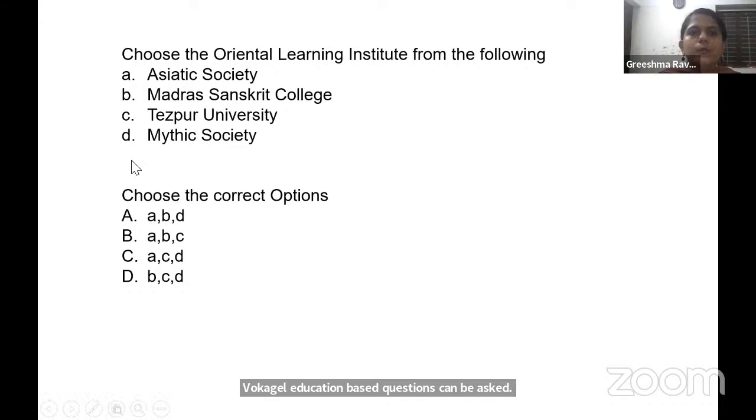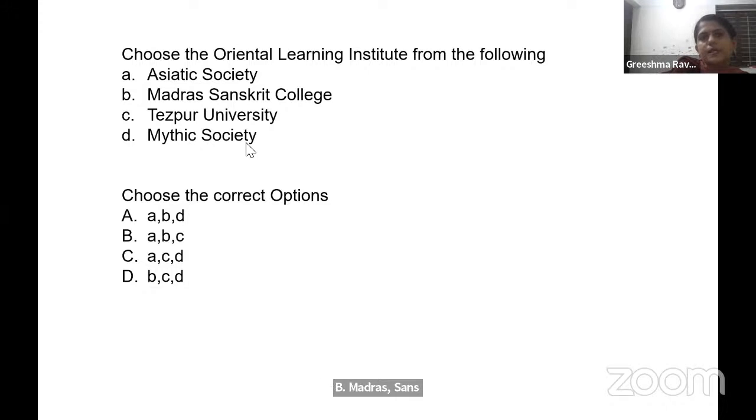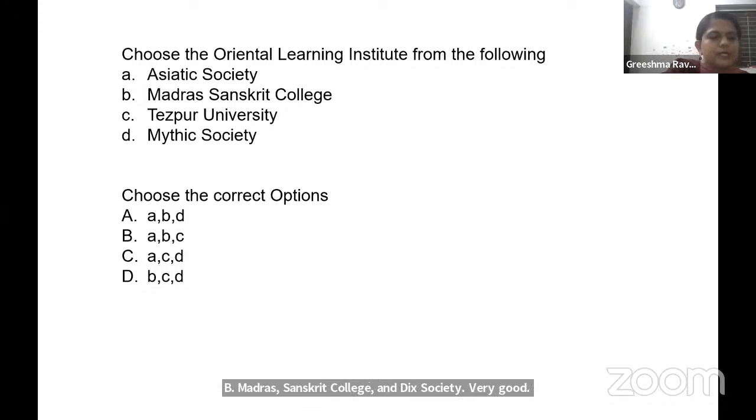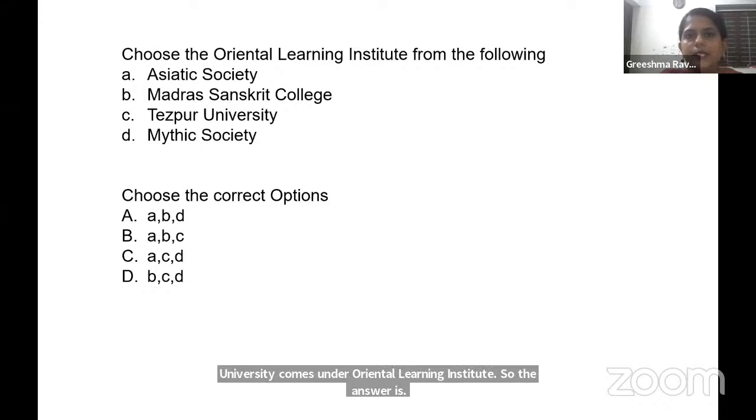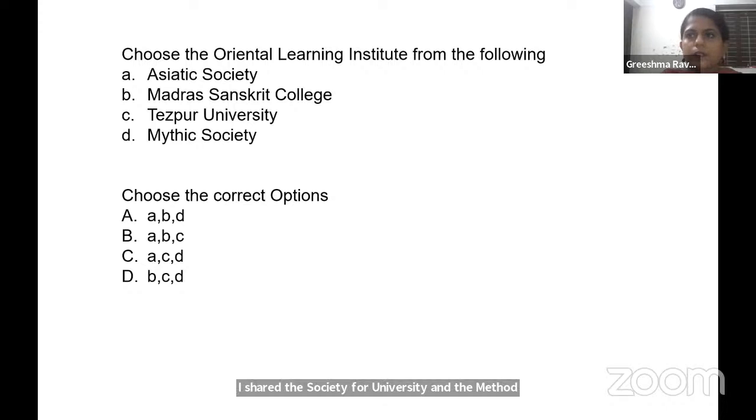Okay, so what is the answer for this question? A, B, and D. Okay, let's check. A, Asiatic Society. B, Madras Sanskrit College. And D, Mythic Society. Very good. Tezpur University doesn't come under Oriental Learning Institute. So the answer is Asiatic Society, Madras Sanskrit College, and Mythic Society. Very good, everyone. Option A, B, and D.